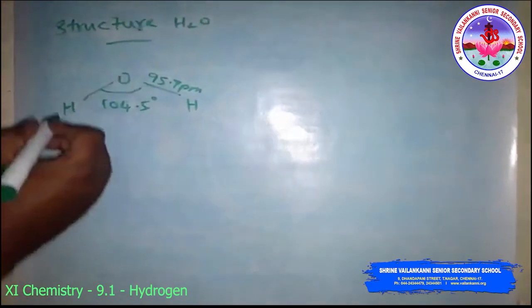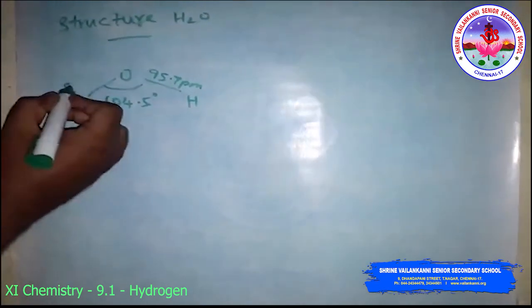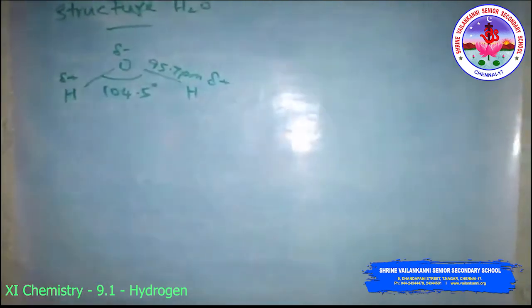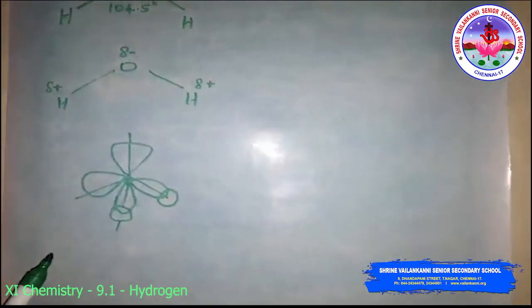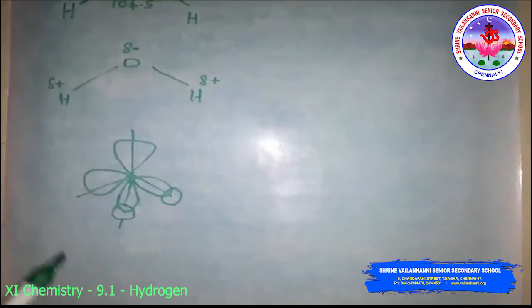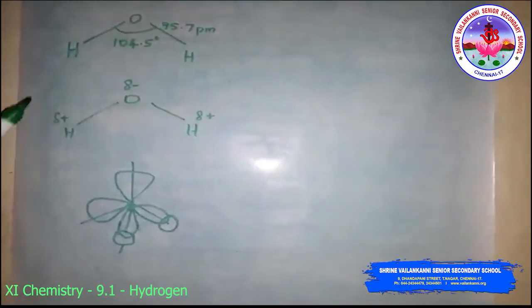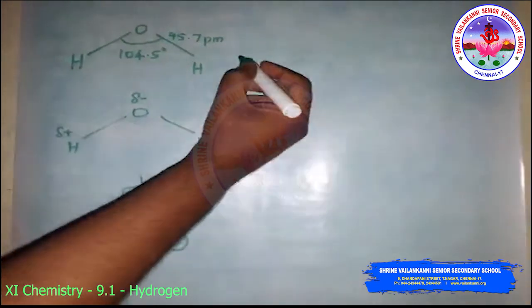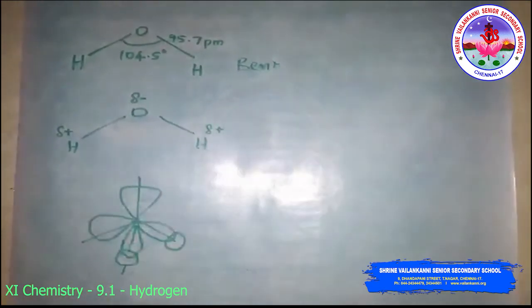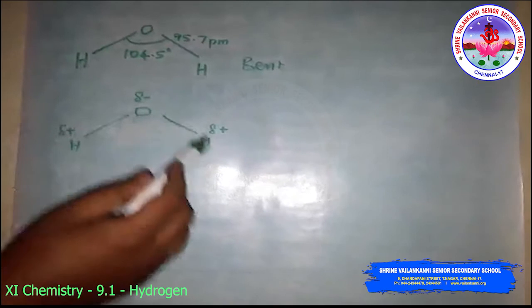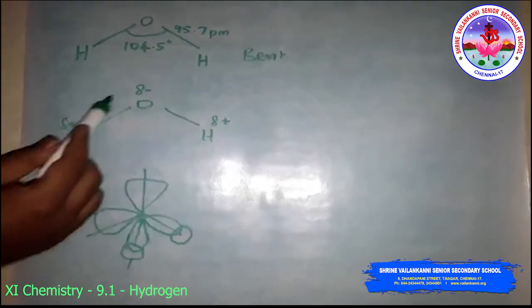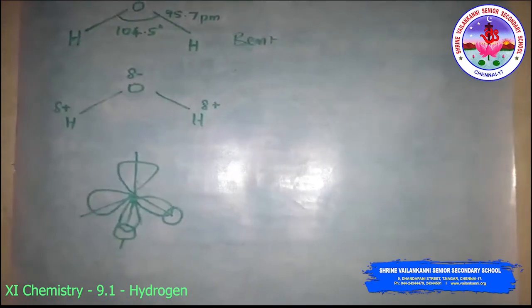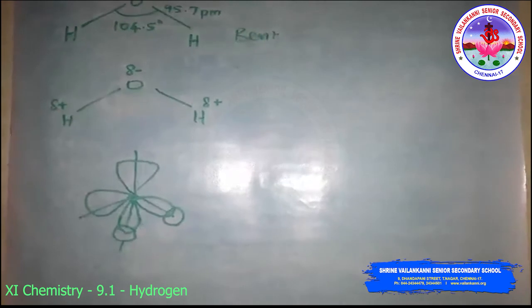That means it has partial positive and partial negative charges: the oxygen is partially negative and the hydrogens are partially positive. This is the orbital overlap in the water molecule. So these are the three structures: the bent form, the highly polar form with partial charges, and the orbital overlap picture of the water molecule.